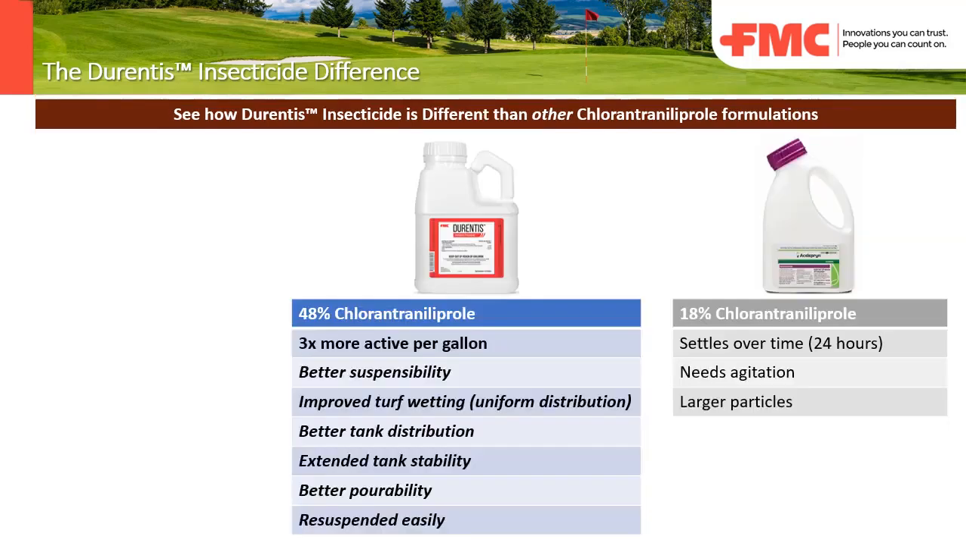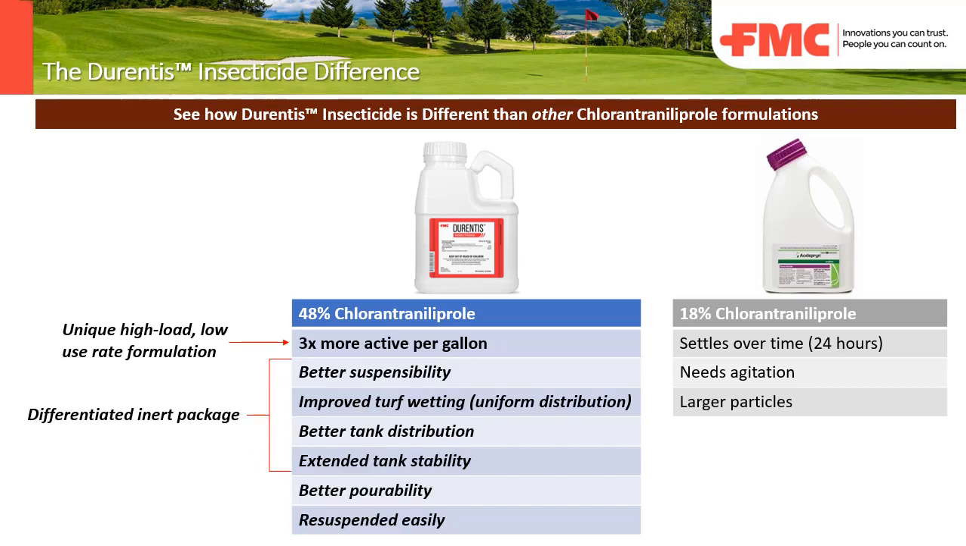See how Durentis insecticide is different than other chlorantraniliprole formulations with its three key attributes: a unique high-load, low-use rate formulation, differentiated inert package, and smaller particle size. Durentis insecticide contains 3 times more chlorantraniliprole per gallon, allowing for the lowest use rate in its class.